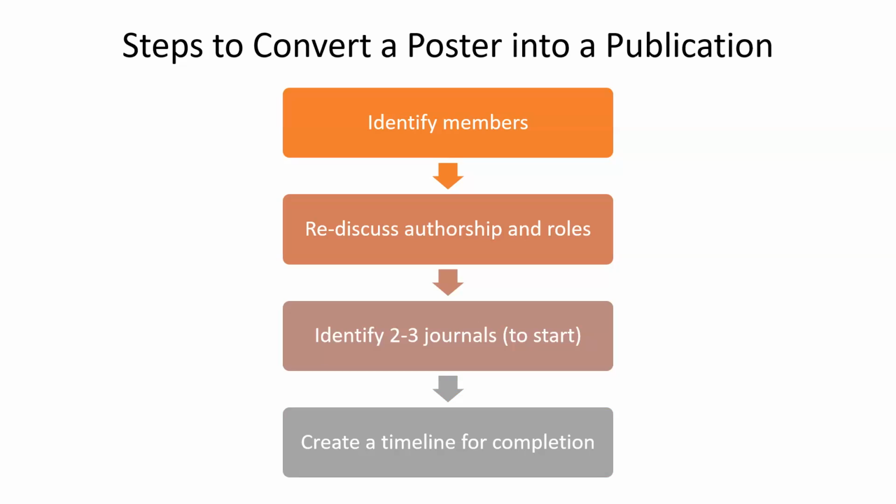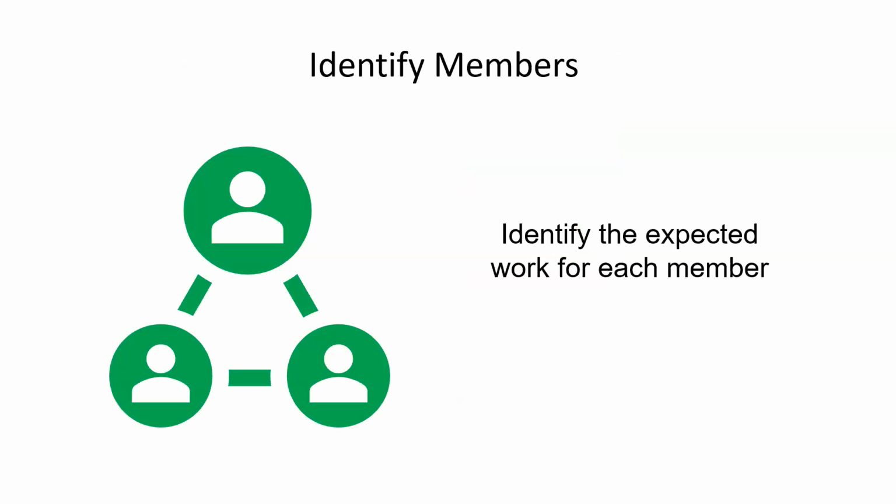And the last part is going to be creating a timeline for completion. So staying organized is really your friend here. So really following through these things. We're going to go through them a little bit step by step. So just to reiterate what Dr. Manesh is talking about, you want to identify members of the team. So you want to identify the expected work for each member. And of course, that can be fluid, but being really firm saying that authorship is earned.